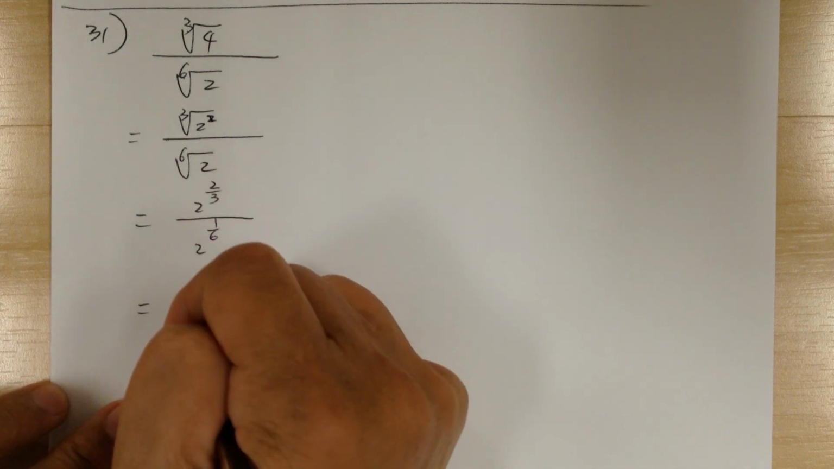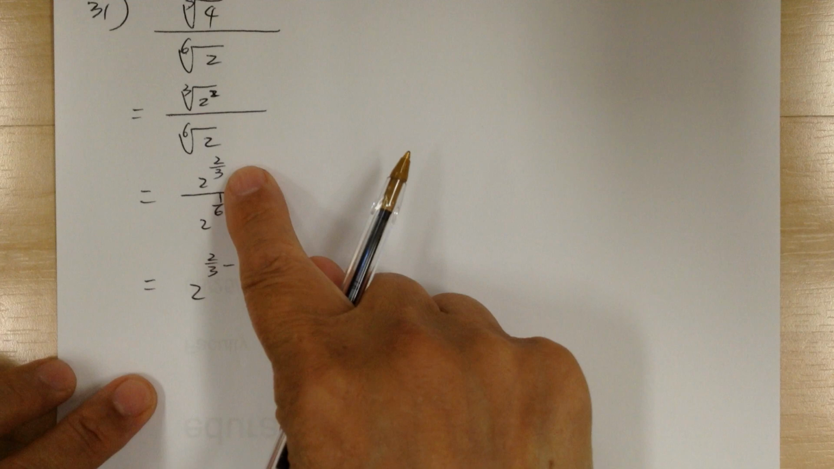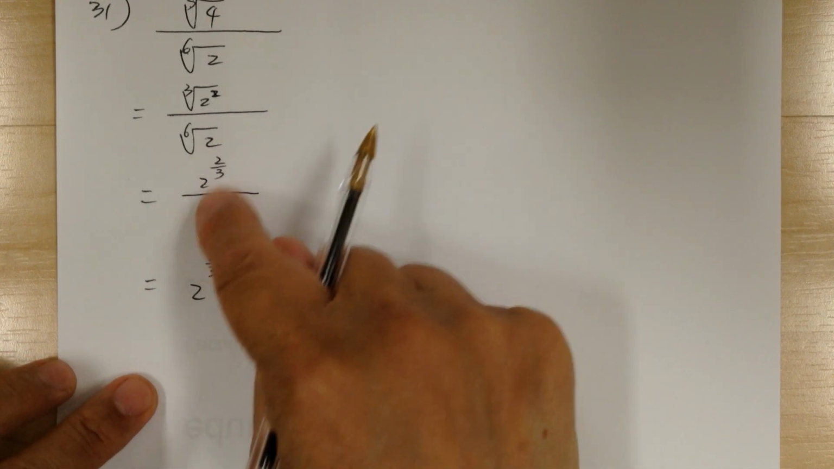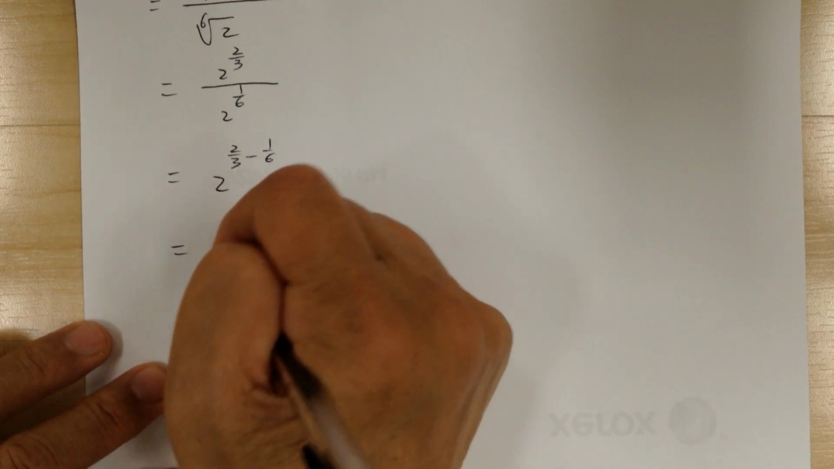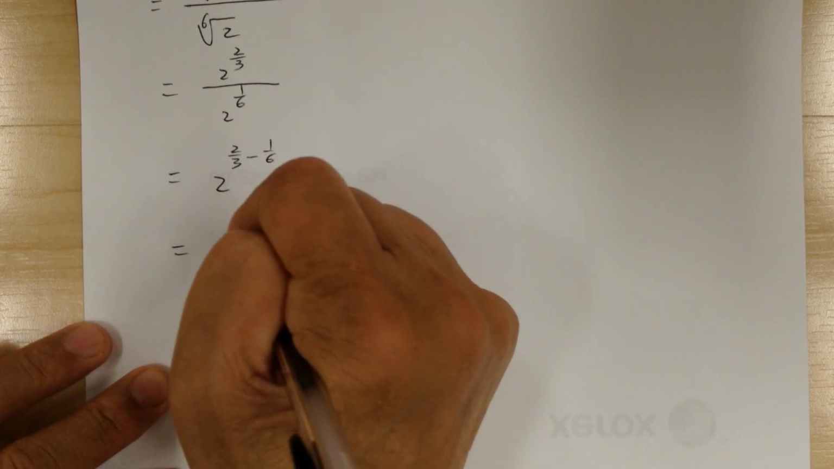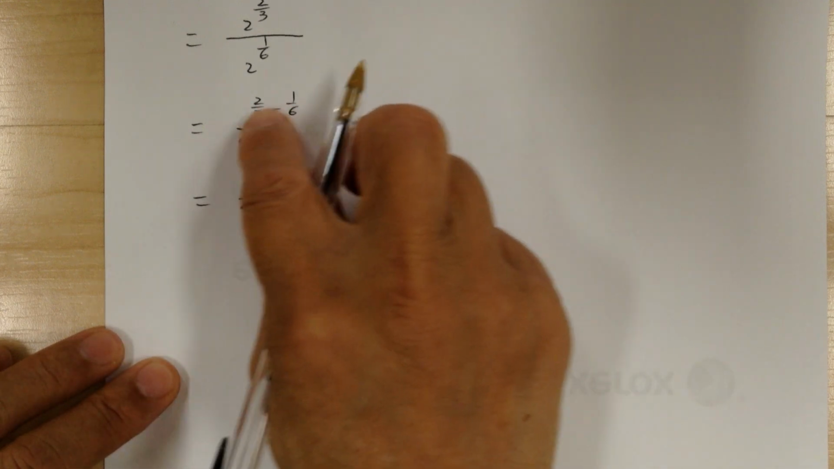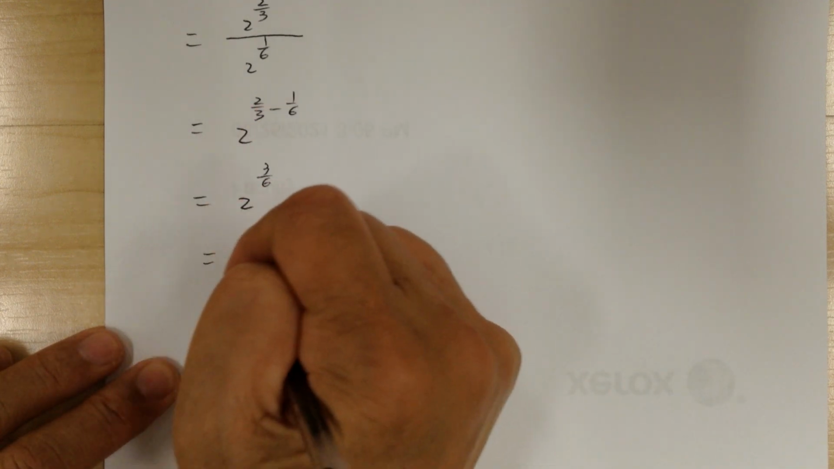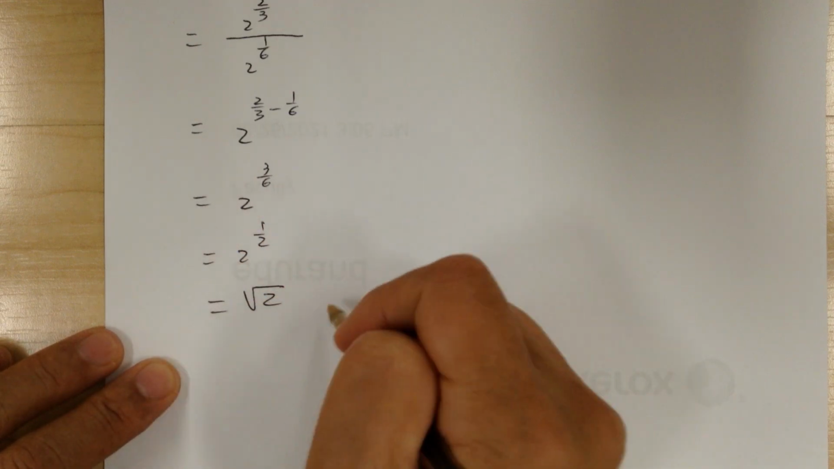And now when you have division, you have to subtract. Okay, again, this is your quotient rule, right? When you have division, you subtract the exponent. And so this becomes 2 to the 3/6 power. Okay, you can use your calculator to subtract that part. And this will equal 2 to the 1/2 power, so this equals square root of 2.